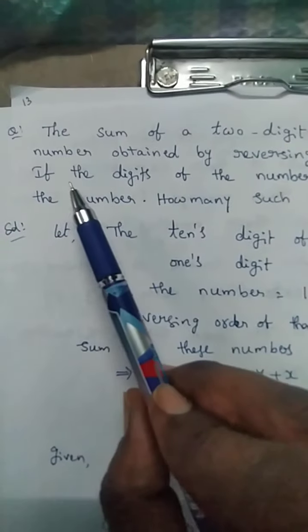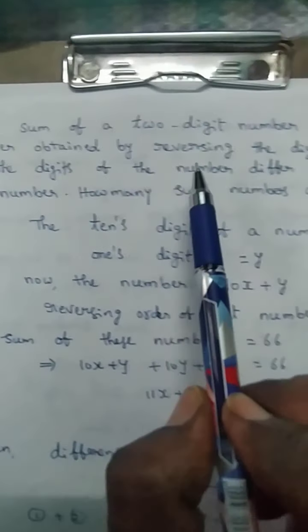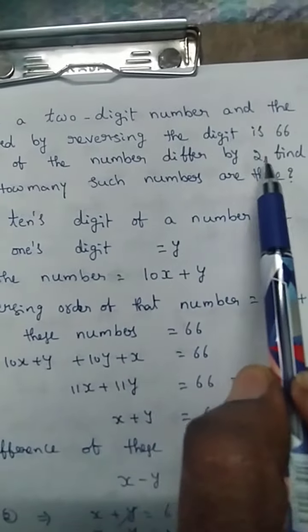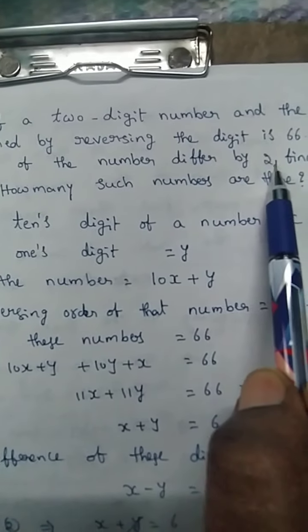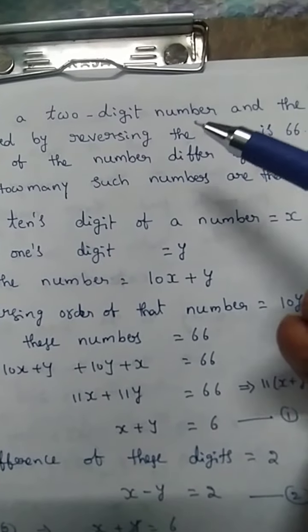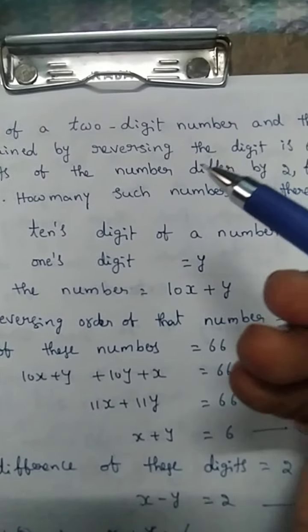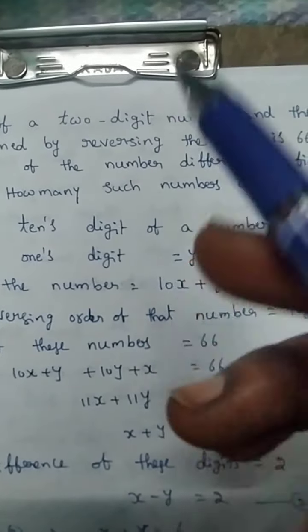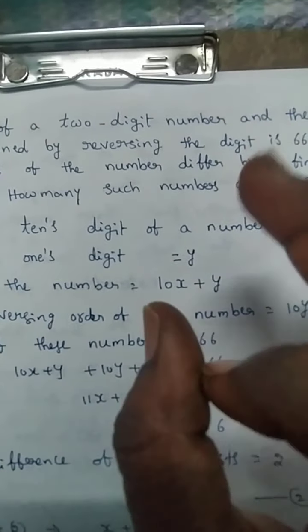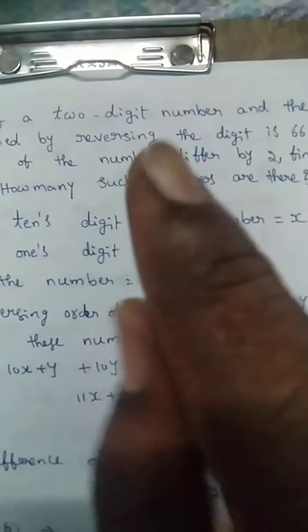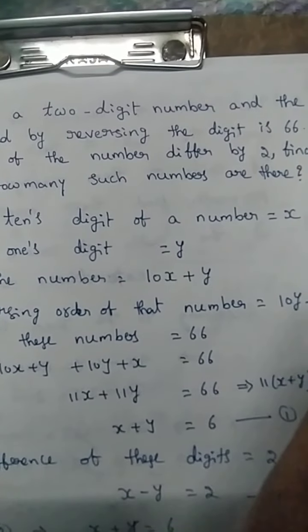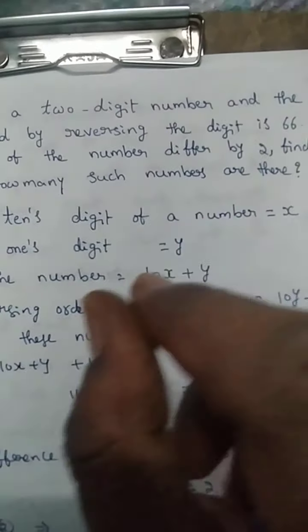And one more condition is to be mentioned: the digits of the number differ by 2. In the example we took, 35, what is the difference of the two digits? What is the tens digit? 3. What is the ones digit? 5. What is the difference of those two digits? 5 minus 3. The difference is 2.